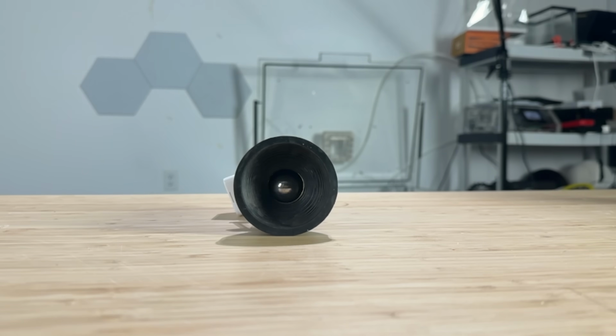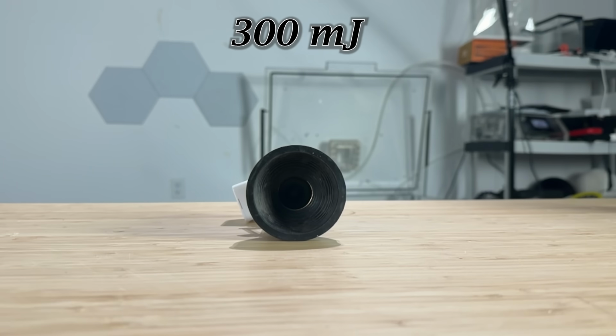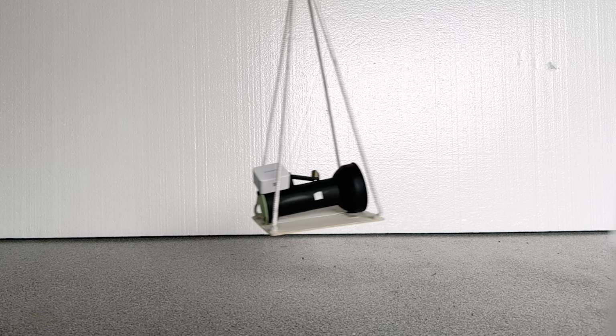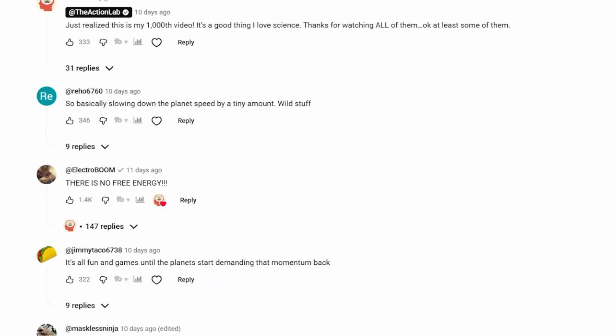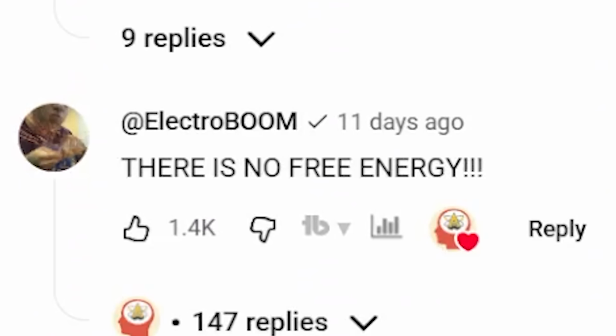Because this little spring launcher stores only about 300 millijoules of energy. But somehow, by launching it while it's already moving, I managed to get over 400 millijoules of kinetic energy increase from it. That should be impossible. Nobody tell Electroboom about this, because it sure feels like I just created free energy.